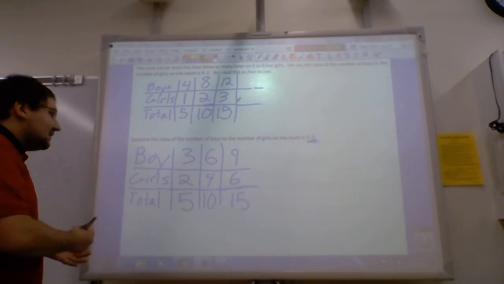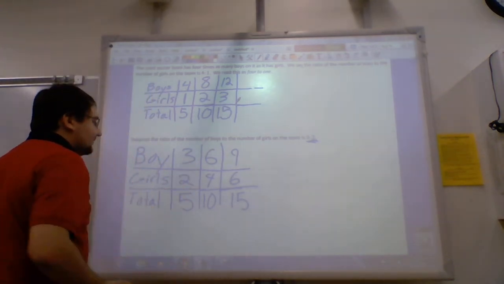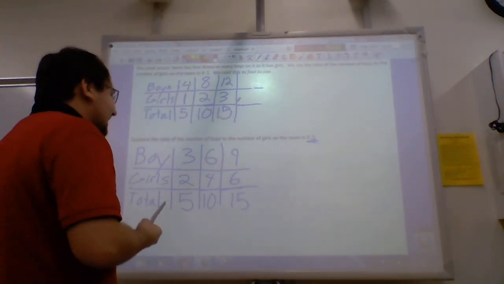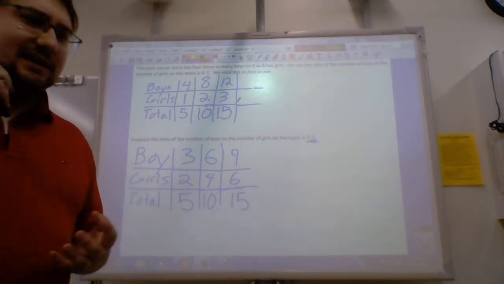But this one right here is a mess. What do I have to divide 3 by to get 2? What do I divide 6 by to get 4? What do I divide 9 by to get 6?